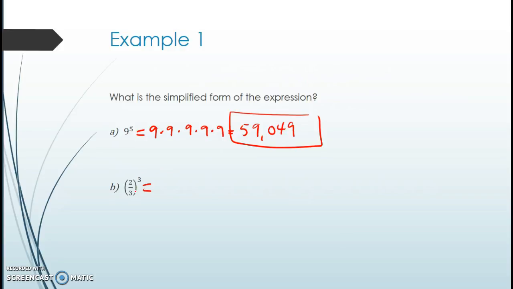remember. The other thing is, our other example is 2/3 cubed. And so we're going to take 2/3 times 2/3 times 2/3. And the other day we talked about how we multiply across. So we're going to take 2 times 2, which is 4, times 2, which is 8. And then we're going to take 3 times 3, which is 9, times 3, which is 27. And so our final answer for 2/3 cubed is 8 over 27.